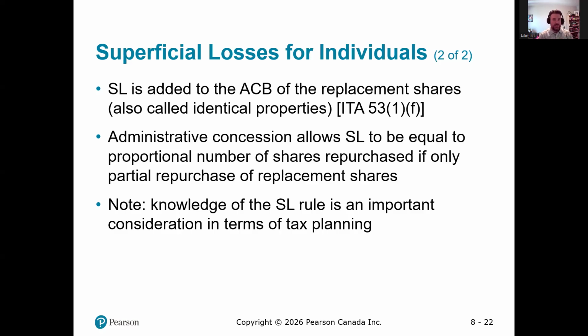So these superficial loss rules are basically just sort of undoing the transaction, but you still have that cost base available for the future. So it's important to know superficial loss rules when tax planning because people often consider selling certain losing capital assets when they have a big capital gain they're looking to protect. So you can say, yes, we can do this, but we have to be mindful of when we repurchase the shares because we don't want to be caught by the superficial loss rules.